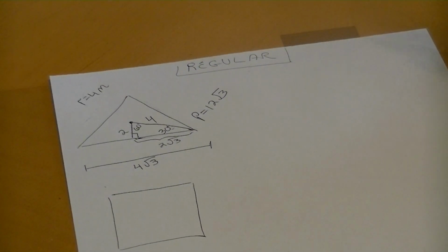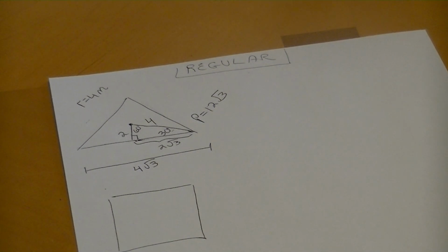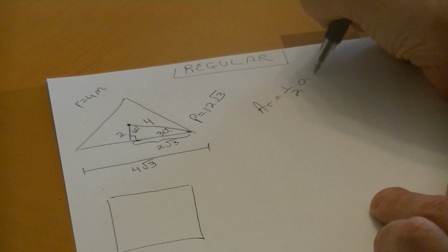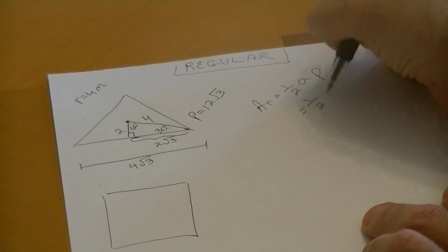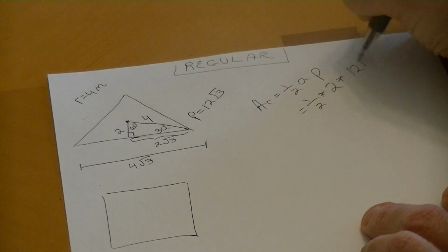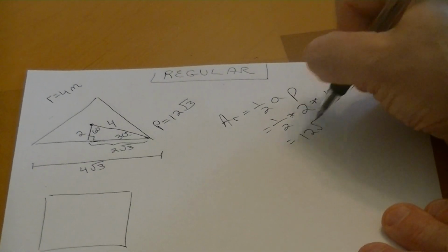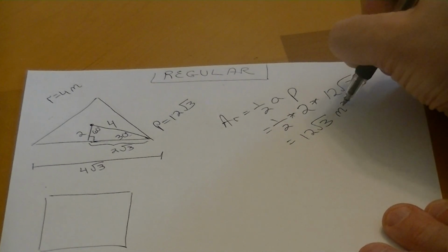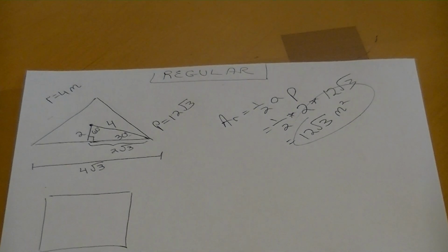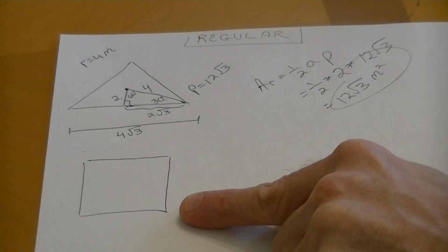And now I have everything I need to use my new formula. I've got my apothem, I've got my perimeter. So the area is 1/2 AP. So 1/2 times the apothem times the perimeter. I guess that comes out to be 12√3 meters squared. So there's the first one. Let's try another one. How about this regular polygon?